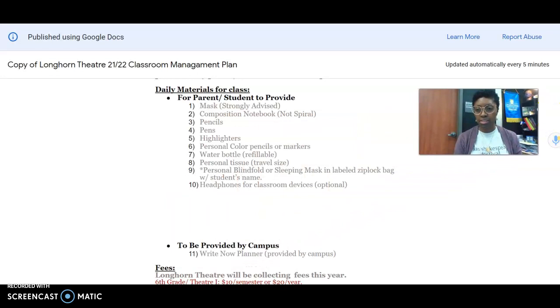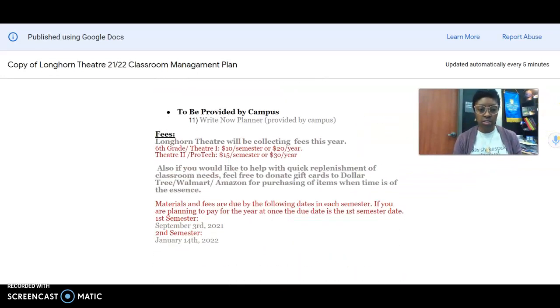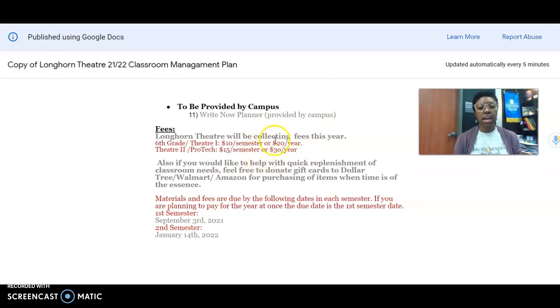Also, just putting this here, everything about the fees are here. I do have something to say about this. So the semester fee and the fee for the year is just basically doubled, right? So if you are just paying for the semester, then you pay half of what it is for the year.